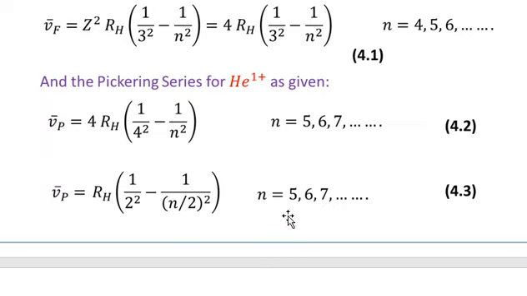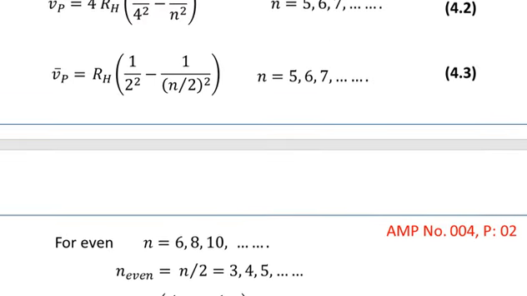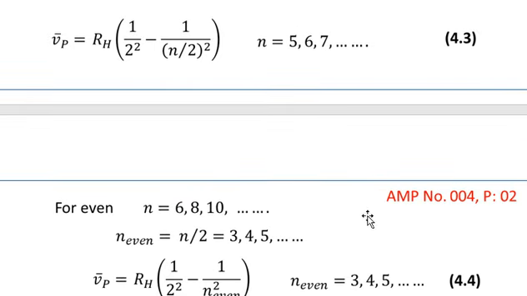And again, n varies for the Pickering series as 5, 6, 7, 8, and so on, as shown in equation number 4.3. Now, if I choose even integer values for the principal quantum number n, I can write that for even values n will be equal to 6, 8, 10, and so on. And n by 2 will be equal to, the half of 6 is 3, half of 8 is 4, half of 10 is 5, and so on.